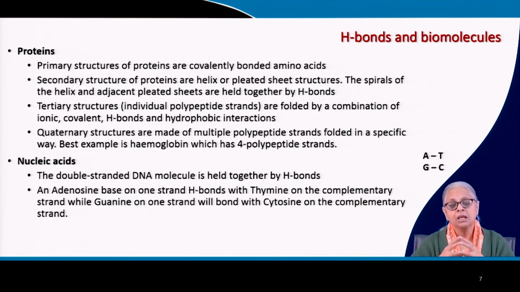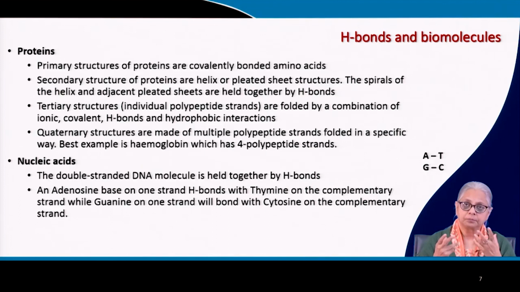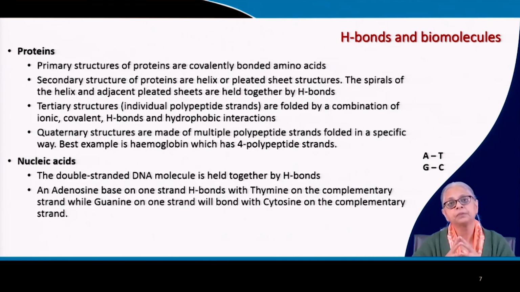polypeptide strand. Now these polypeptide strands can either form a helix. So if you can think of a spring, a metallic spring, it is a helix structure. So the same kind of thing is formed by proteins. That is one type of structure. The second type of structure is a pleated sheet. So when you fan fold paper, that is a pleated sheet. So these proteins, these polypeptide strands, form either helices or they form pleated sheet structures.